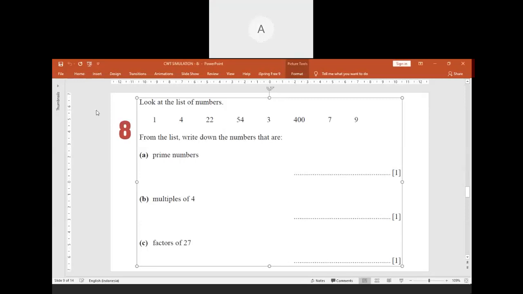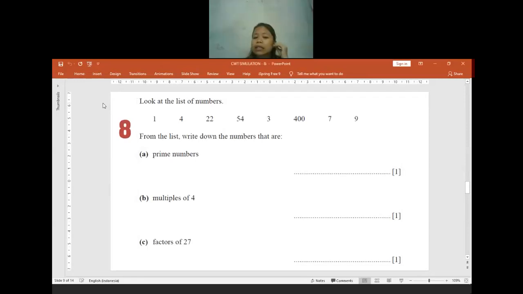Sorry, Alvin? What is the answer? The answer for which one? Oh, the prime number for question 8. No, before. Oh, the one before is 28. Yes, 28.